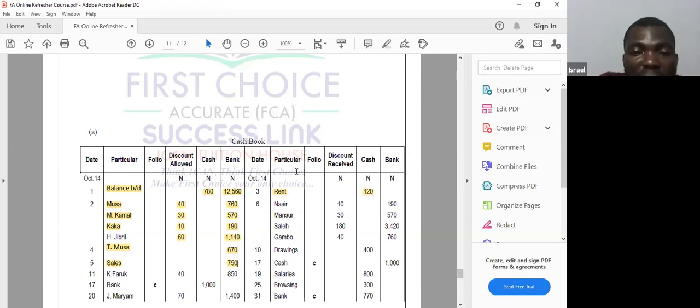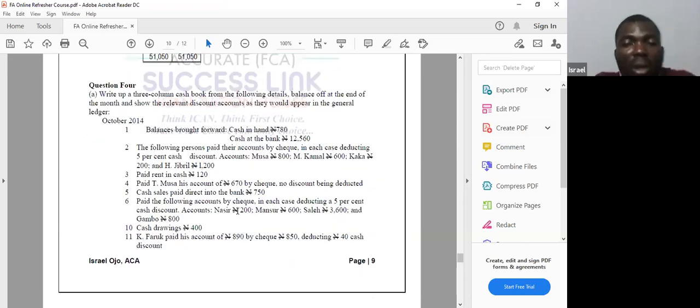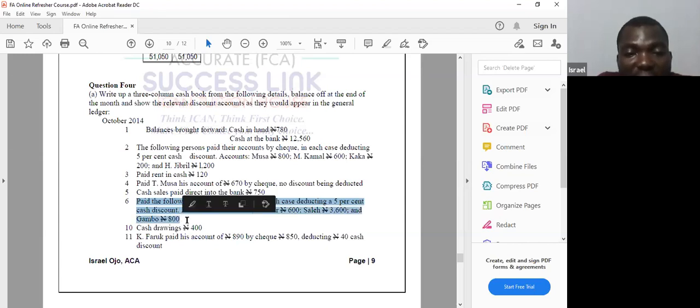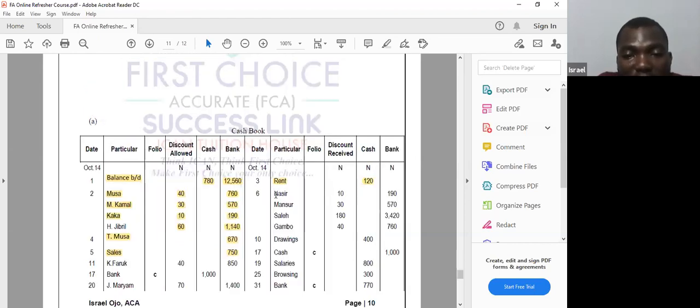Another one that we have here is October 6, which says pay the following amounts by check. In each case, it's deducting a 5% cash discount. Can you see this is the amount that we paid out to them? If you look at the account here, Nazri is 200, right? So this is the amount that we are expected to pay, 200.